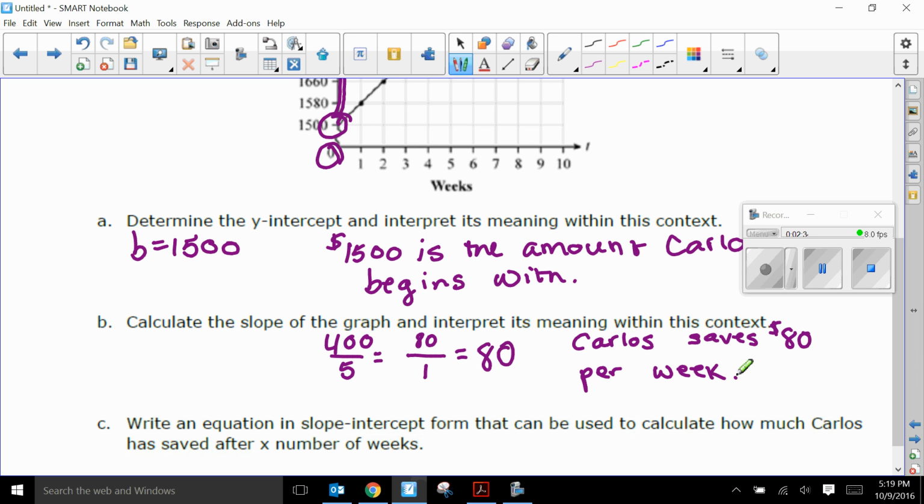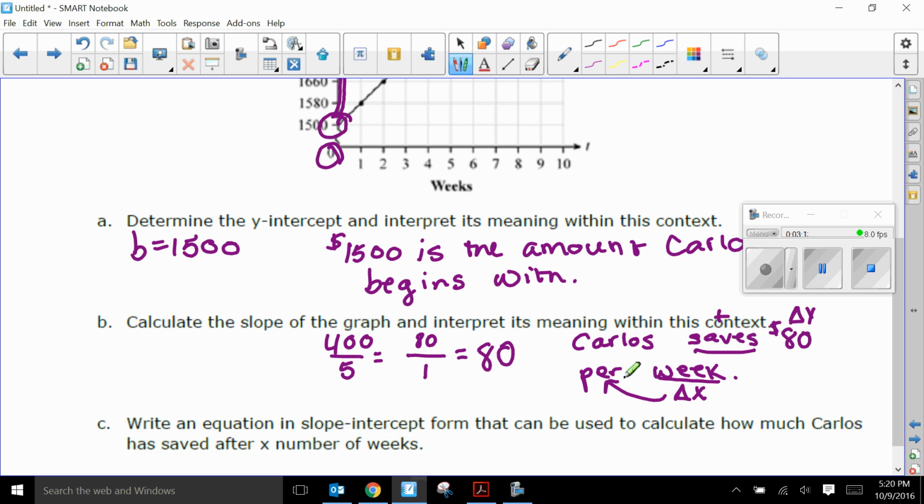And I always tell my students that you should be able to read your slope from the situation. You should be able to figure out what your change in y and change in x is. So "Carlos saves" tells me that I have a positive slope. So when I'm saving, I know it's positive. The 80 gives me the change in my y. "Per week" is talking about my x values, because that's what's on my x-axis, and the "per" tells me 1. So 80 over 1, or just $80 per week.